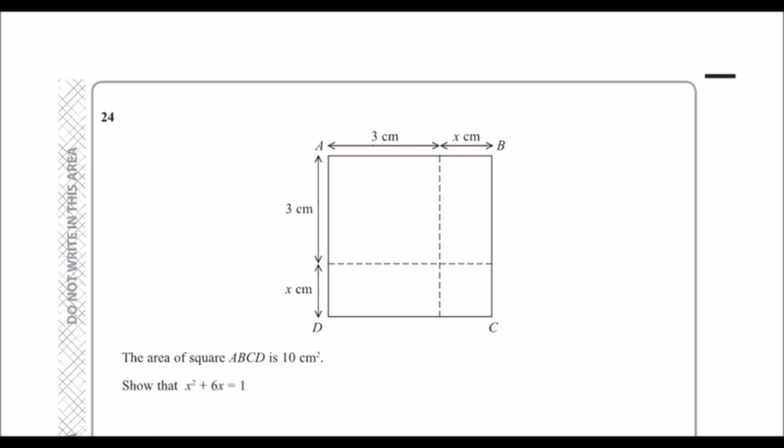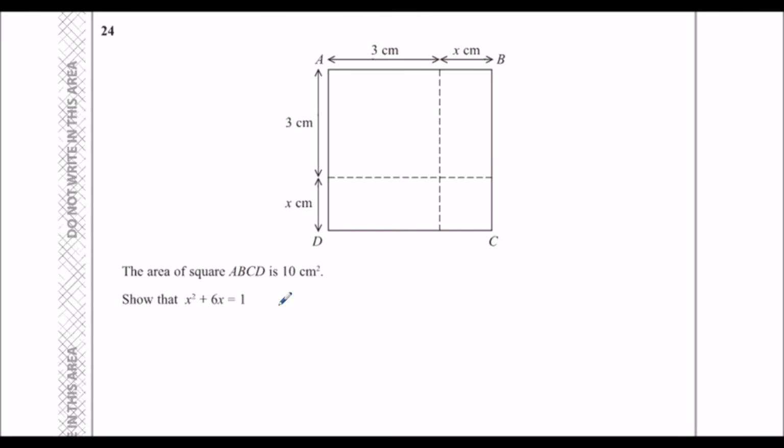Okay, question 24. So the area of the shape is 10 centimeters squared. Show that x squared plus 6x equals 1. And we're given measurements on the shape. We could use this as a grid method. We can just times the dimensions to get the area of each section. Or we could do an expanding brackets. But seeing it's been drawn for us as a grid, we may as well do this.